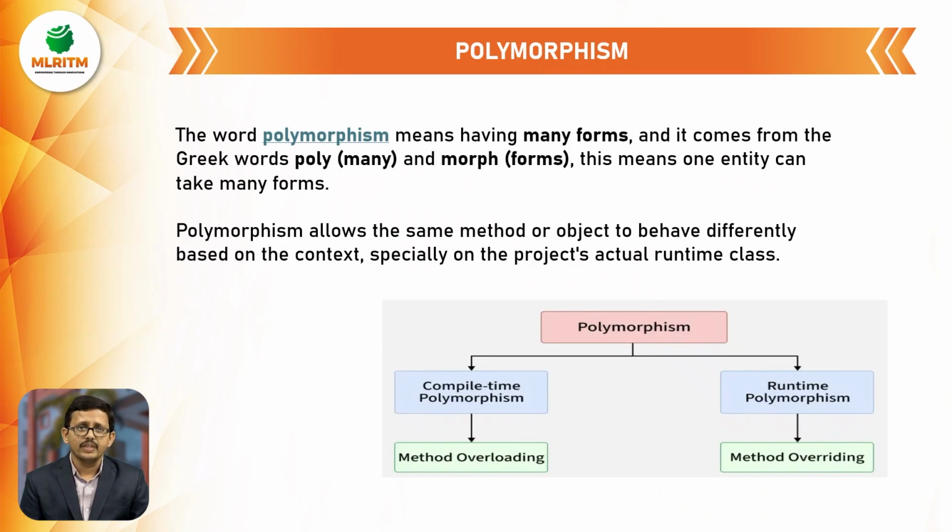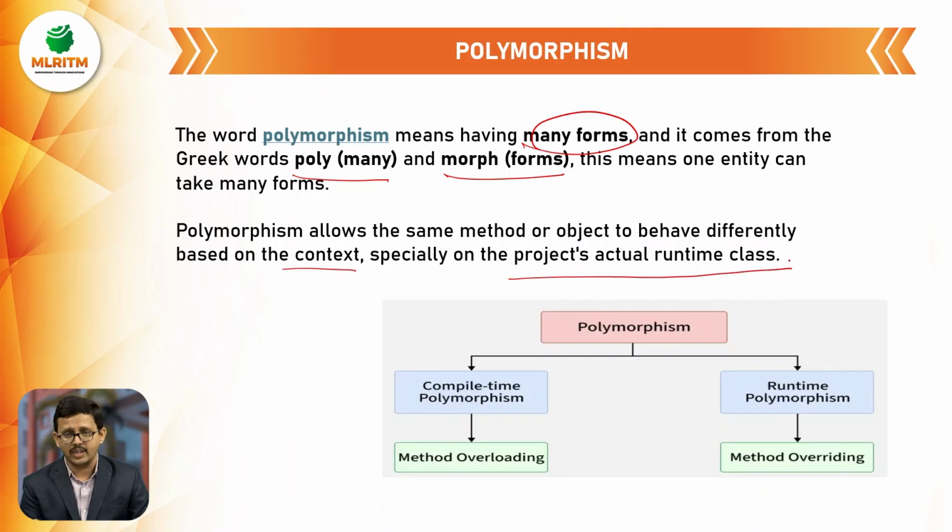The next most important feature that the object-oriented paradigm is going to give us is polymorphism. As the name itself suggests, poly means many. The word polymorphism means having many forms, and it comes from the Greek words poly, which is many, and morph, which is forms. This means one entity can take many forms. Polymorphism allows the same method or object to behave differently based on the context, especially on the object's actual runtime class.